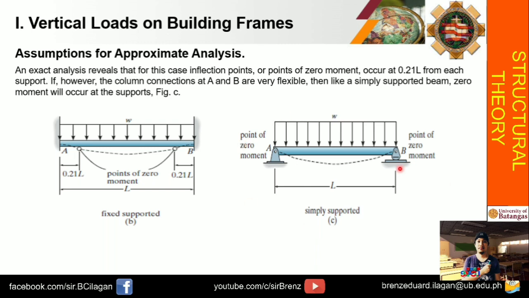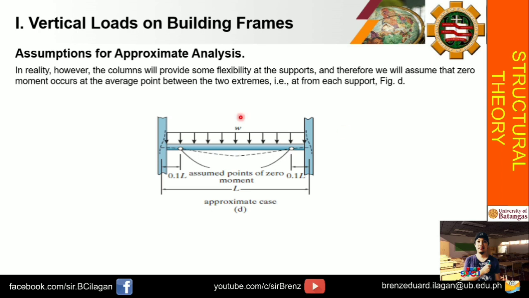So, this time naman, if the column connection at A and B is very flexible, then we will assume that connection as simply supported. So, at point A, magiging hinge yan, and at point B, that will be roller. Okay? So, yun lang naman yung sinasabi doon. And then, in reality, however, the columns will provide some flexibility at the supports, and therefore, we will assume that zero moment occurs at the average point between the two extremes from each support. Okay, so from that, coming from the distance of 0.1L, again, magkaaroon ka dyan ng pin. And assume point of zero moment, again, dito sa pin na to. So, ayun nga. Ito, magkaaroon ka ng point of inflection.